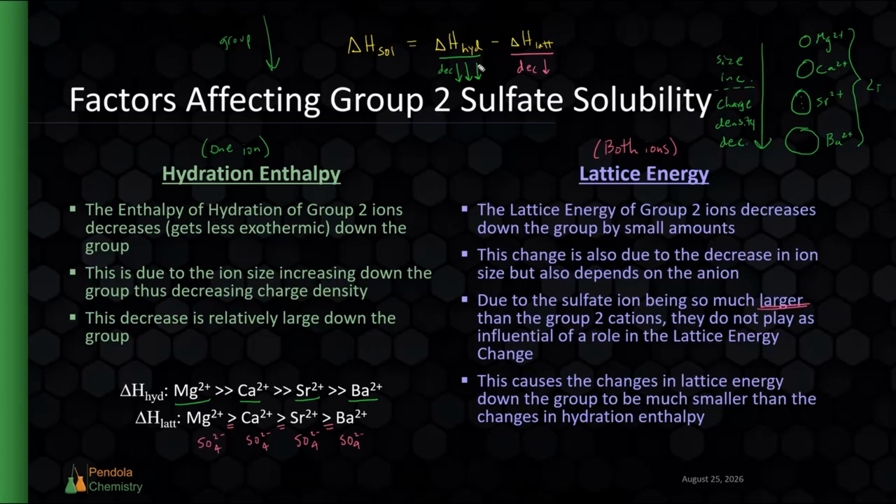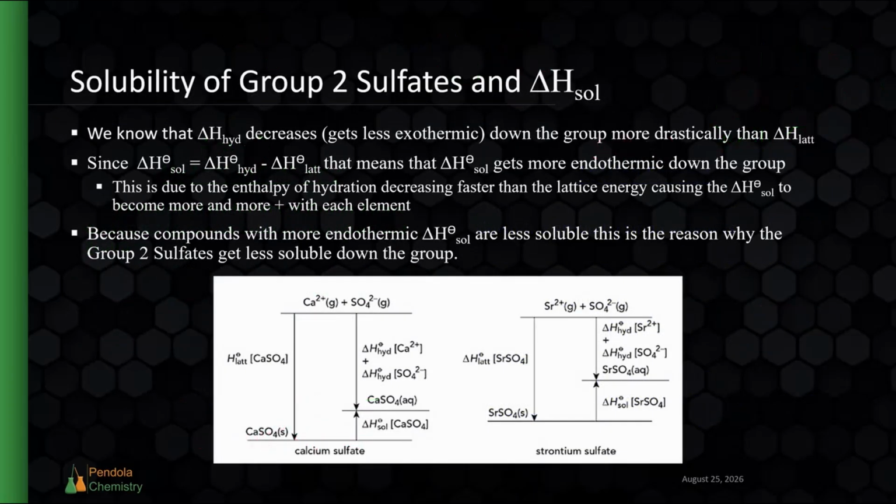So we are doing hydration minus lattice energy in order to get the solution. So what happens? As the hydration decreases at a much faster rate than the lattice energy, this number gets smaller much quicker than this number does. So let's look at what that means for our solution. We know that the enthalpy change of hydration is going to decrease down the group very drastically, and it's going to do so a lot more drastically than the lattice energy.